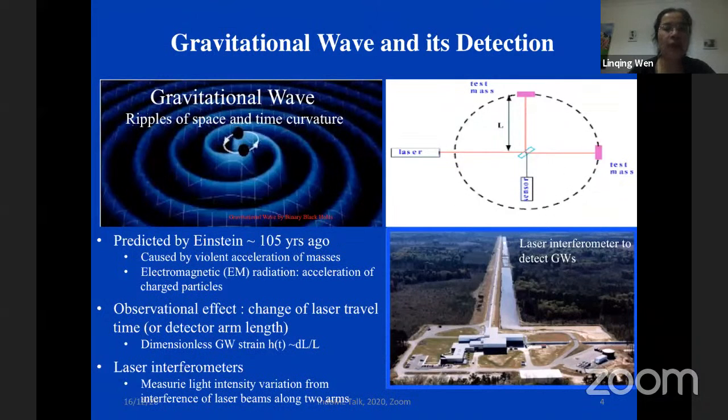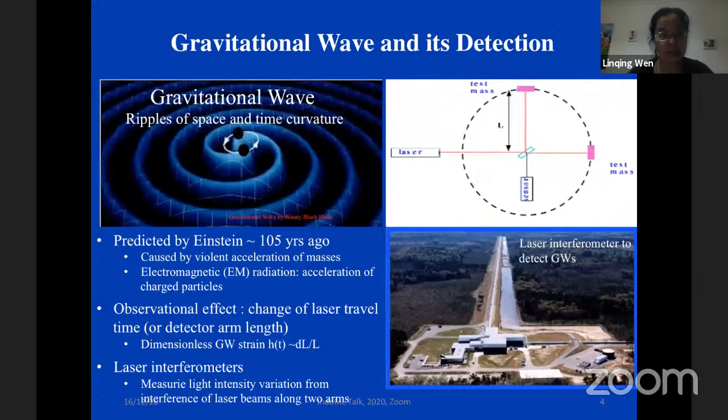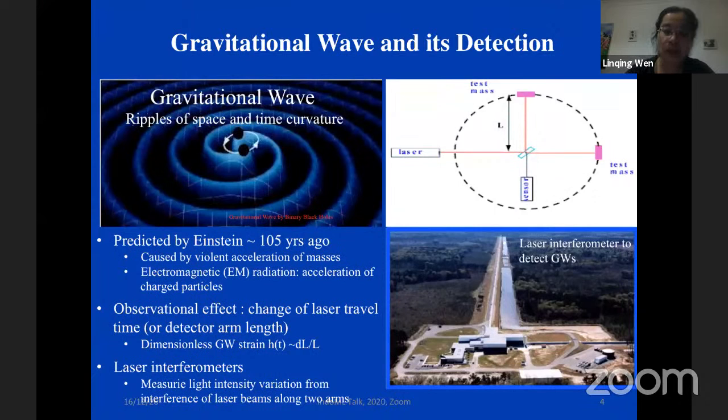So gravitational waves are ripples of space and time curvature, actually, in layman's terms. That's actually predicted by Einstein about 105 years ago. Theoretically, it's a mathematical discovery. And it's actually caused by violent events such as from acceleration of masses. Now, this is important because this is different from electromagnetic radiation that's caused by acceleration of charged particles. So now we can see these are two different aspects.